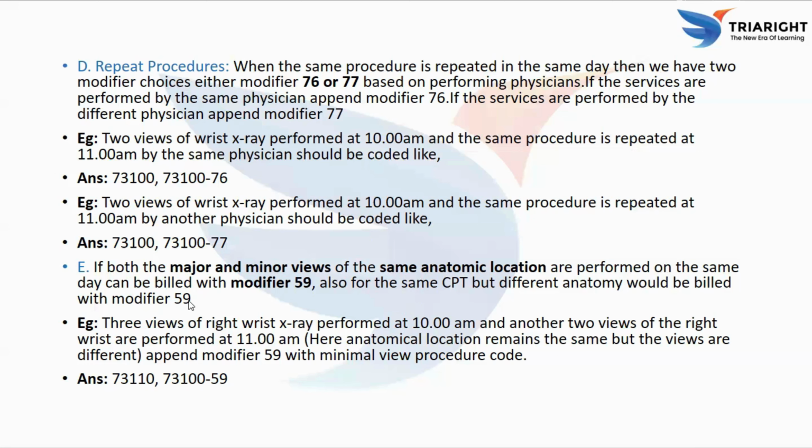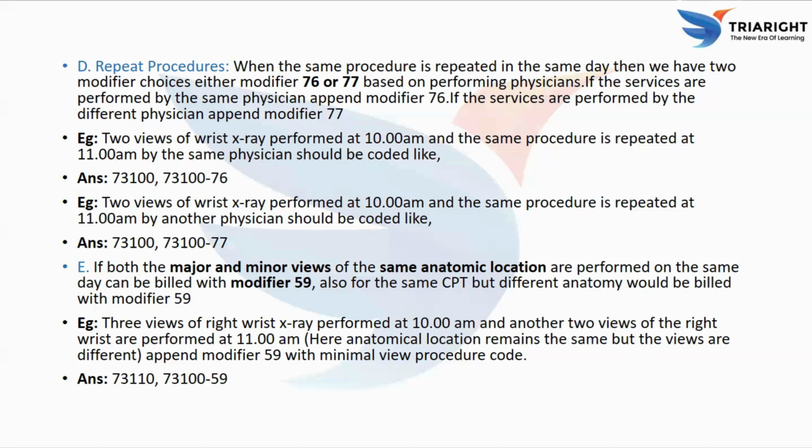So, major versus minor, same anatomy, same day. The scenario is one wrist X-ray with 3 views taken at 10 a.m. and another wrist X-ray with 2 views at 11 a.m., done on the same wrist on the same day. Why not modifier 76? Because the views are different, the CPT codes are different. So what is the correct coding? You assign 73110 for the first study and 73100 for the second with modifier 59, as the second is a different, minor study, whereas a minimum of 3 views is a major study.